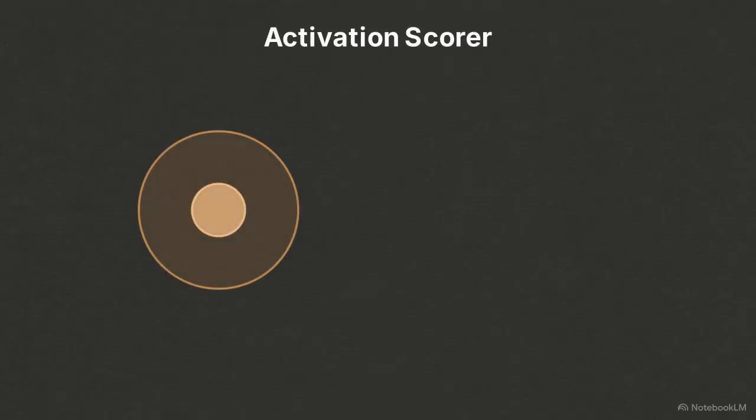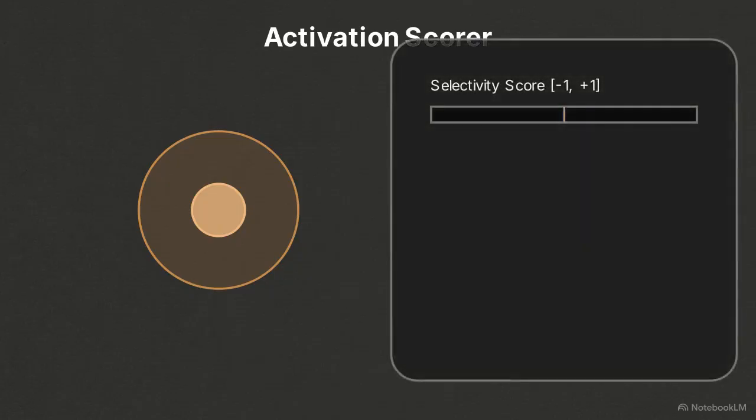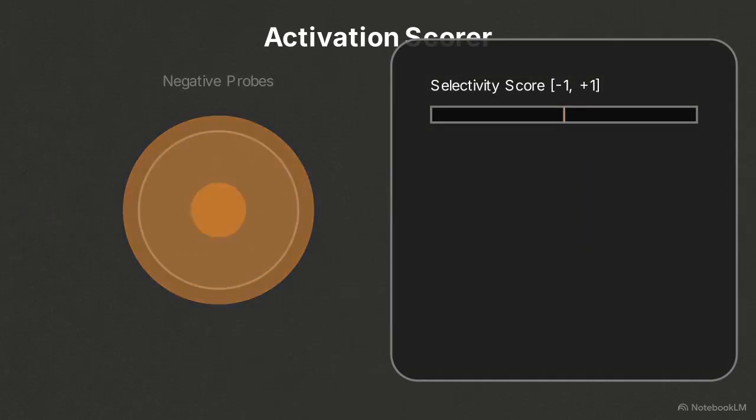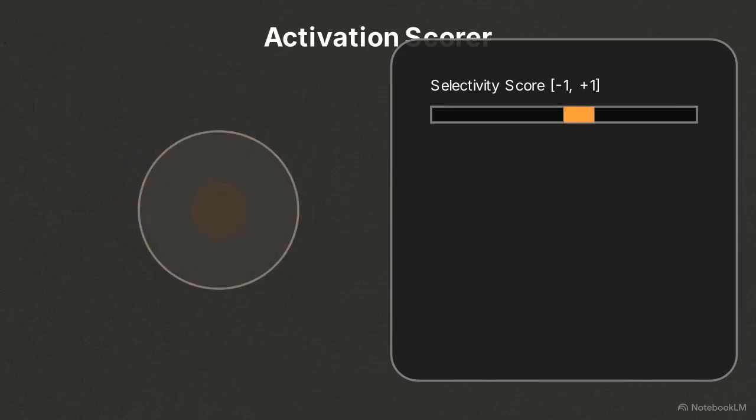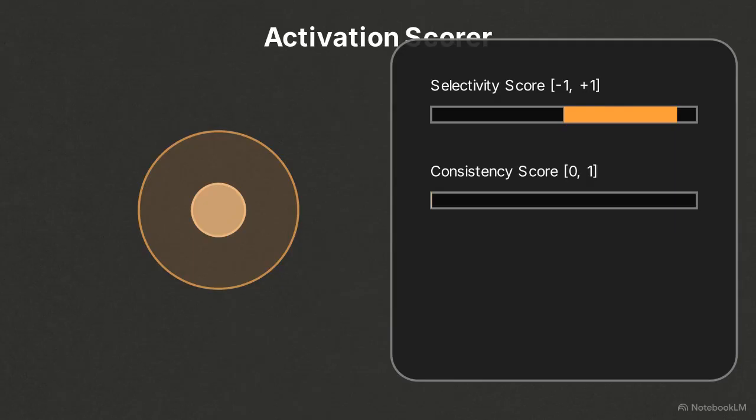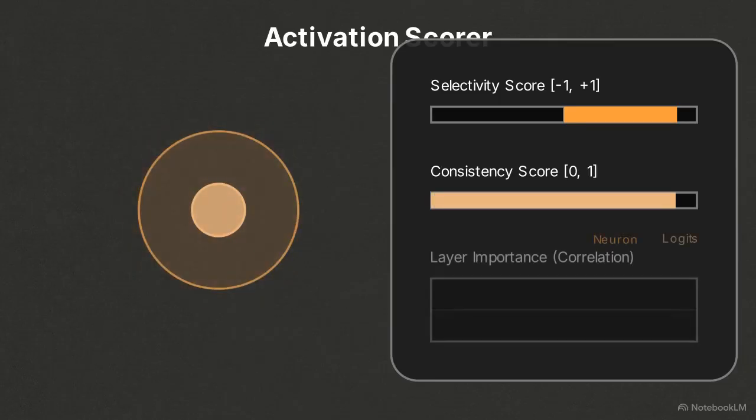The activation score calculates 3 metrics, beginning with the selectivity score, which ranges from -1 to +1. Selectivity is the mean activation difference between the positive and negative probe examples. The second metric is the consistency score, which ranges from 0 to 1. Consistency measures how reliably the neuron fires across all positive examples, ensuring the activation is not an anomaly.